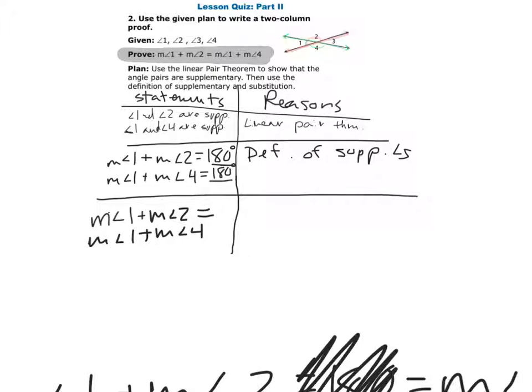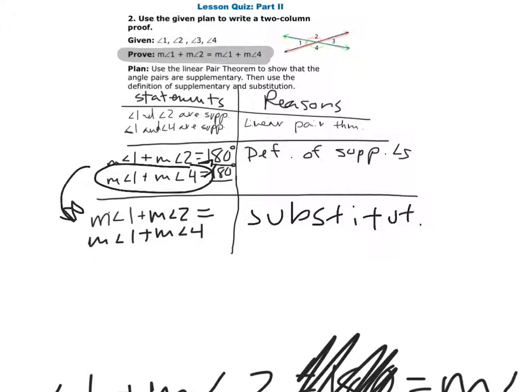How did we get from step 2 to step 3? Substitution. We substituted angle 1 plus angle 4 into the 180. So this is substitution. And that's it. We're done.